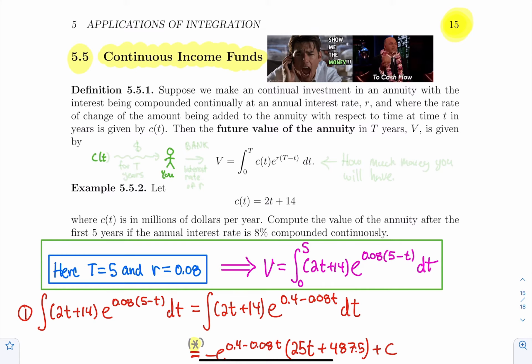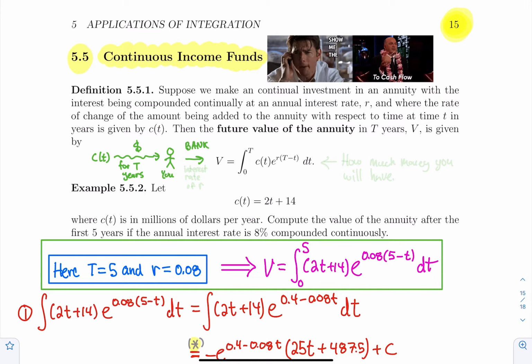And suppose you are receiving a stream of income, and suppose that stream of income is modeled by C(t), C for cash. So this is some cash that you receive continuously. It goes to you, and you're receiving that amount of cash for T years. And you have access to a bank account, and you're putting that cash in that bank account.